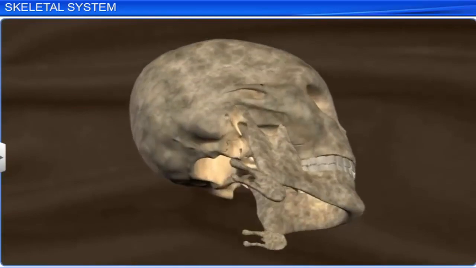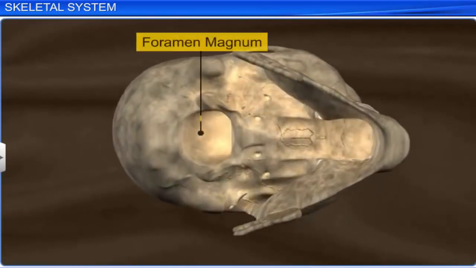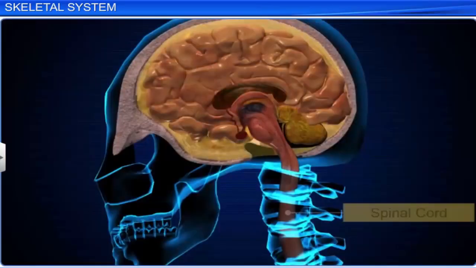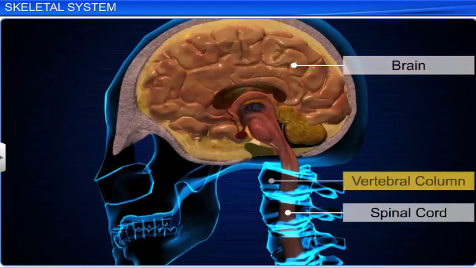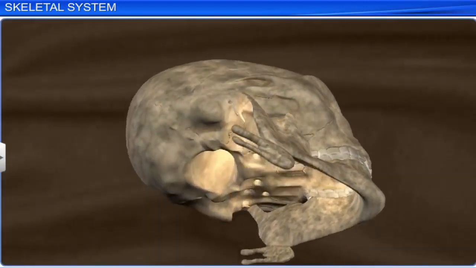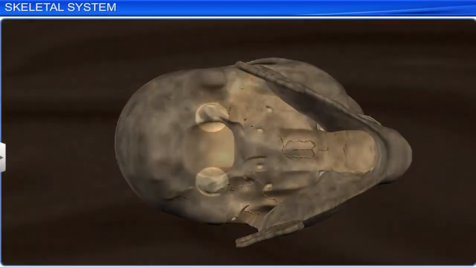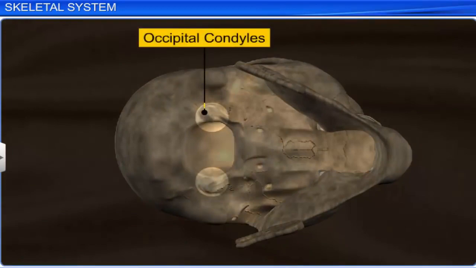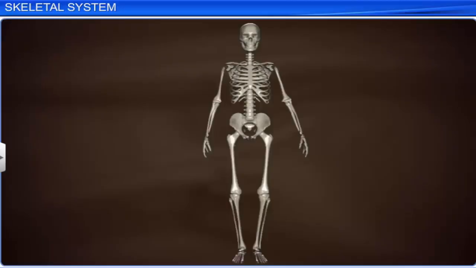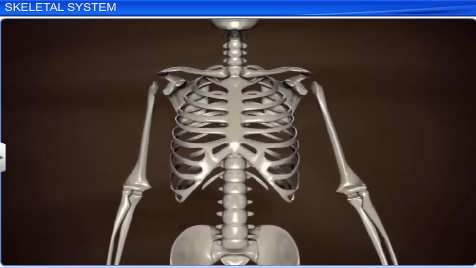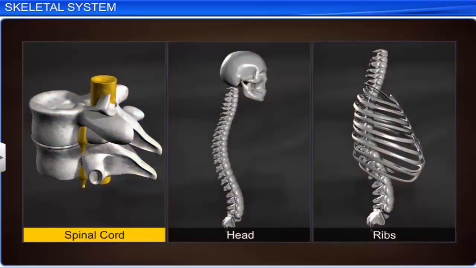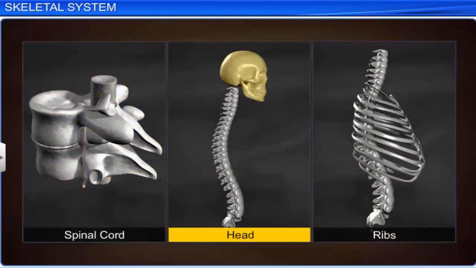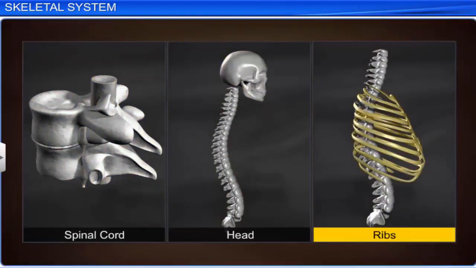The skull also has a large hole called the foramen magnum, through which the spinal cord, after emerging from the brain, continues into the vertebral column. The skull articulates with the vertebral column with the help of 2 occipital condyles. The vertebral column has 3 main functions. It protects the spinal cord, supports the head, and serves as the point of attachment for the ribs.